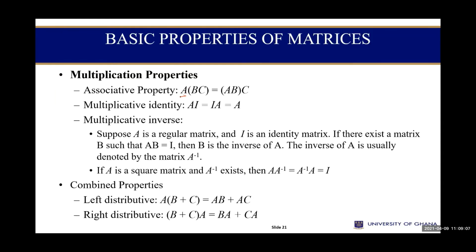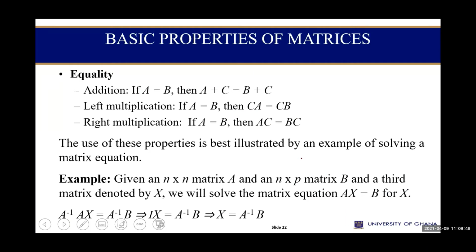Then multiplication, we've already talked about it. If I have matrix A multiplying (matrix B times C), if they are regular matrices and we satisfy the multiplication condition, then whatever I have here should give me the same results here. And we've also agreed that for an identity matrix, if I multiply an identity matrix by a given n by n matrix, my result is going to be the matrix itself. Then the rest are all the caveats. We've explained this one as well.